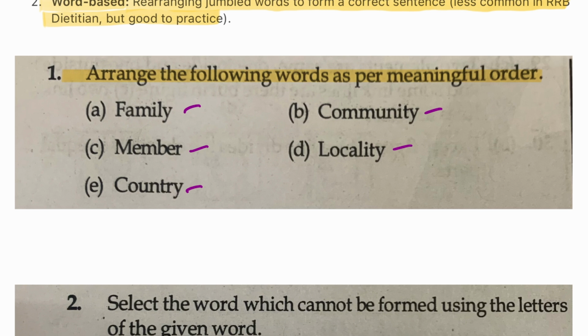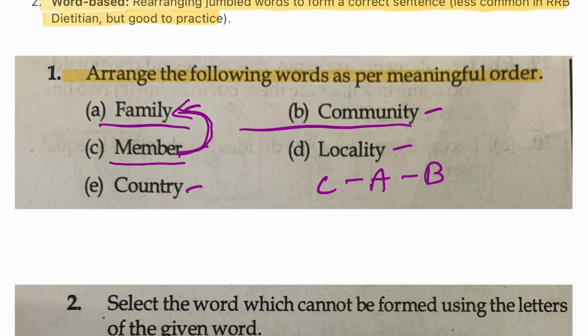So we need to arrange these words in a meaningful order. First thing, a group of members makes a family, so the first one will be C. Then a group of family members makes a community, so the second one is A. Group of family makes a community. The third one is B, a group of community makes a locality. Then it will be D. A group of localities makes a country.